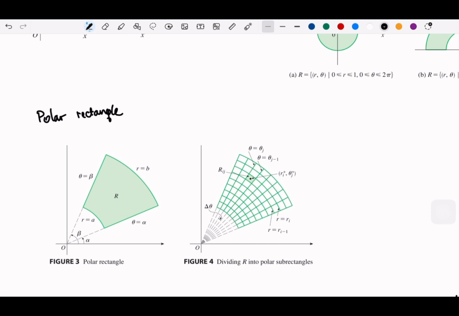So this section, or we call it a sector, starts from alpha to beta for the angle. Okay, this is a region R. And we can write the region R in terms of r and theta. So radius is from a to b, and theta is from alpha to beta.